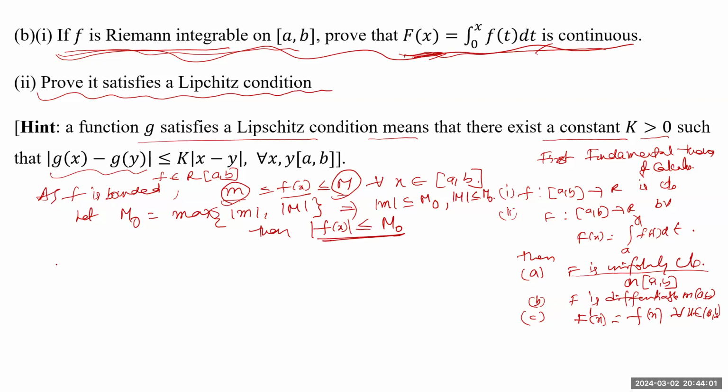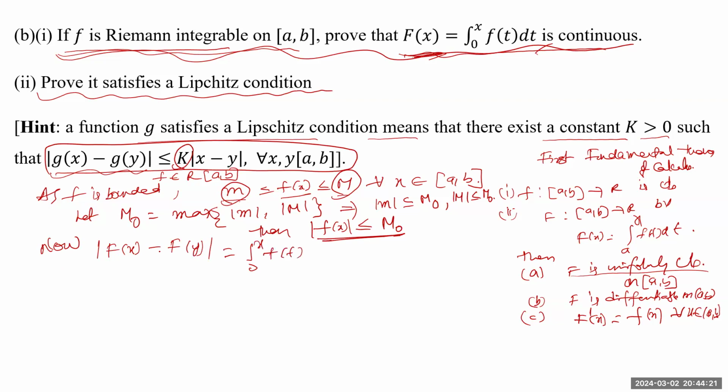So now we are going to prove this condition. We need to find what is the k. So now, modulus of f of x minus f of y is equal to integral 0 to x, because the upper limit is x, minus integral 0 to y f of t dt.